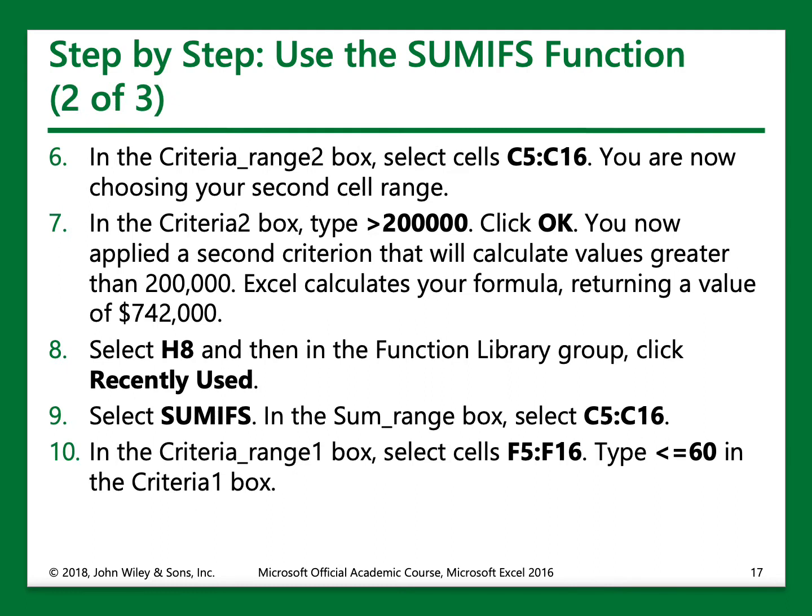In criteria range 2, select cells C5 to C16 and type greater than 200,000, because this is our first SUMIFS function we're doing. Hit enter, and it should return a value of $742,000. So this is sales greater than 200,000 within the last 60 days.